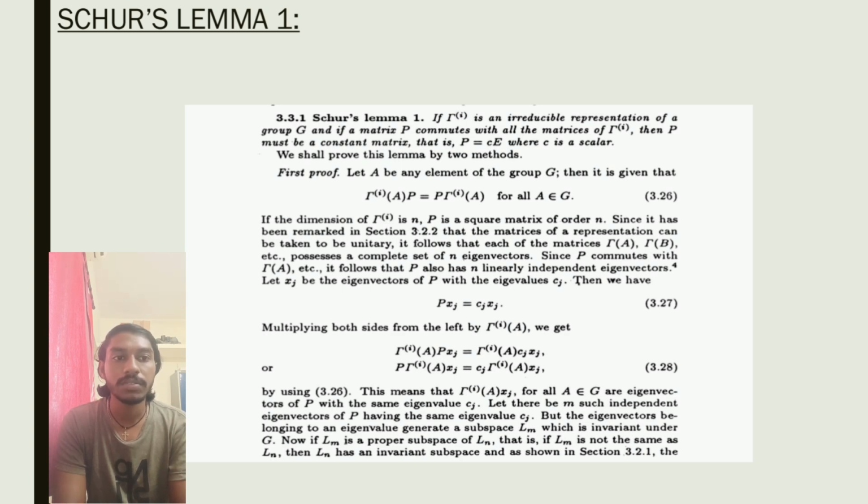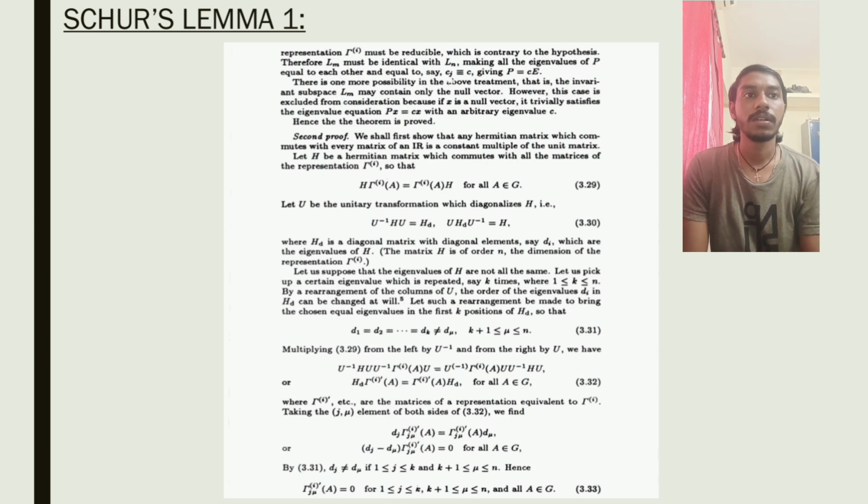Now, if L_m is a proper subspace of L_n, that is, if L_m is not the same as L_n, then L_n has an invariant subspace, so Γ^i must be reducible, which is contrary to the hypothesis. Therefore, L_m must be identical with L_n, making all the eigenvalues of P equal to each other and equal to, say, c_j = c, giving P = cE. There is one more possibility in the above treatment, that is, the invariant subspace L_m may contain only the null vector. However, this case is excluded from consideration because if x is a null vector, it trivially satisfies the eigenvalue equation Px = cx with an arbitrary eigenvalue c.